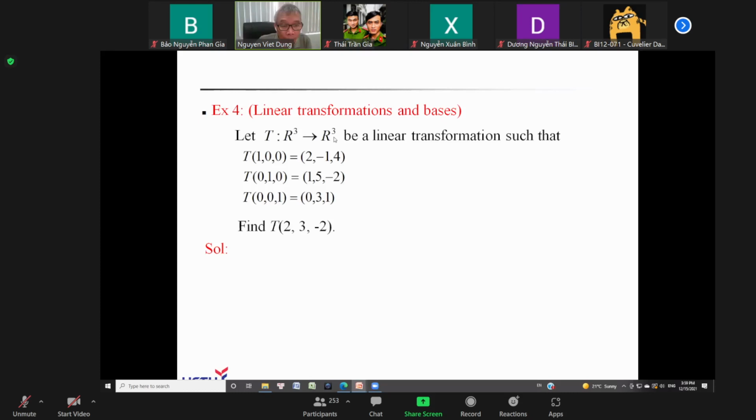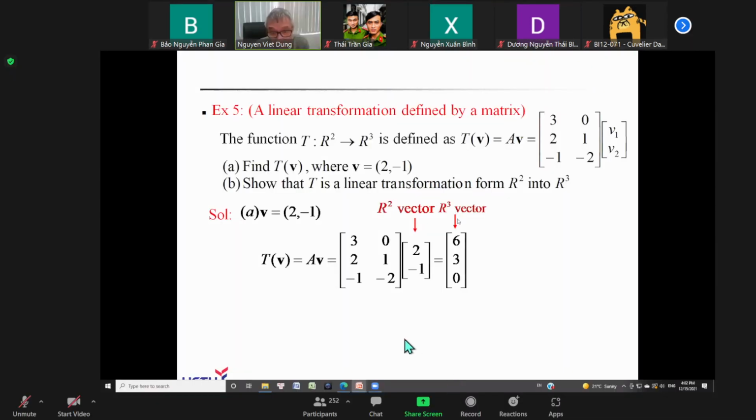So the first one is very easy. You need only to do the matrix multiplication here. You get (6, 3, 0). Before that, you can verify this: here is a vector inside R2, and here is a vector inside R3. That is exactly a map going from R2 into R3. Then we can say that T of that equals (6, 3, 0).